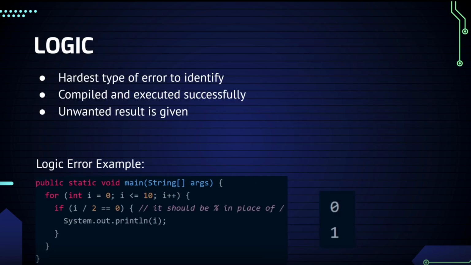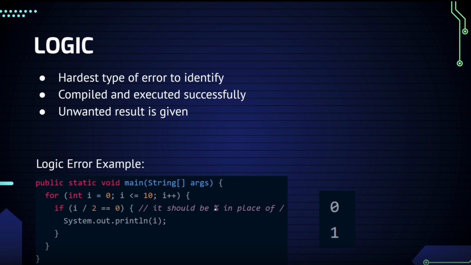Finally, logic errors. Logic errors are the hardest type of error to identify because there's nothing wrong when the code is compiled or executed, but there is a problem with the result of the code. For example, we can see in this piece of code that we want to print all the even numbers from 0 to 10. However, it only prints 0 to 1.